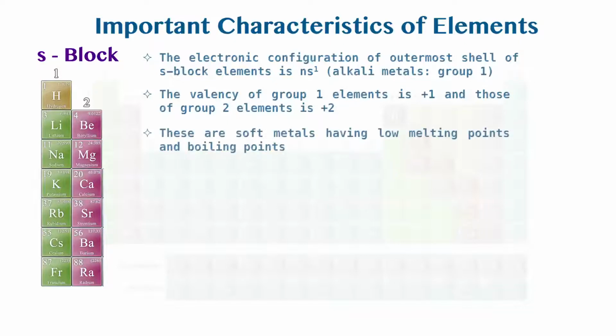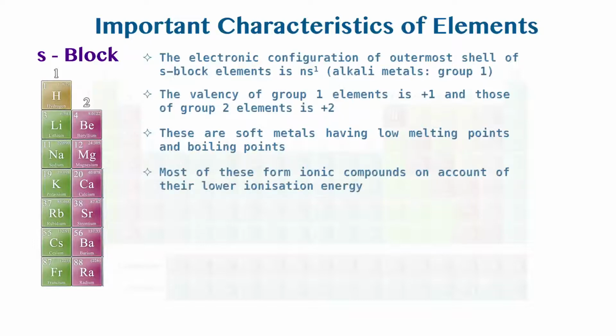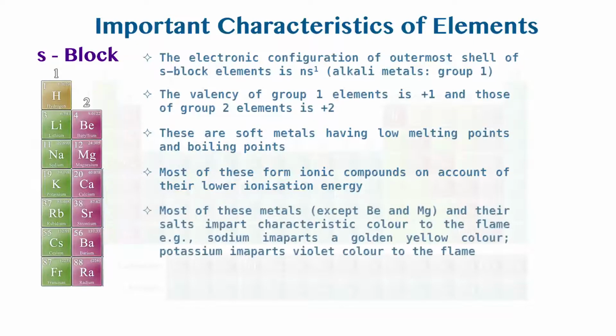These are soft metals having low melting points and boiling points, and most of these form ionic compounds on account of their low ionization energies. Since their ionization energy is low, most of them form ionic compounds. And most of these metals and their salts impart characteristic color to the flame. For example, sodium imparts a golden yellow color.